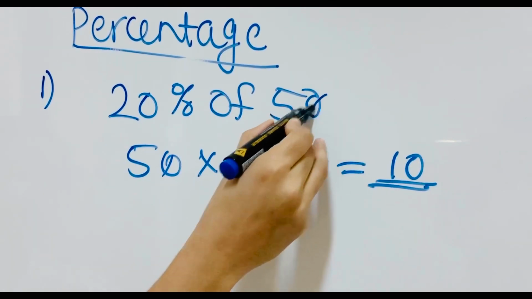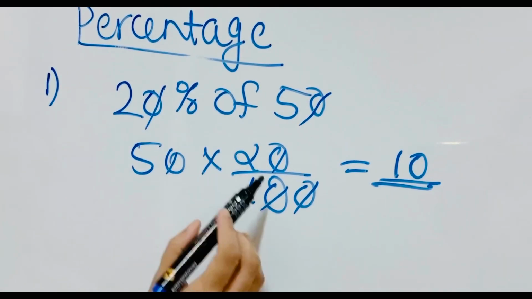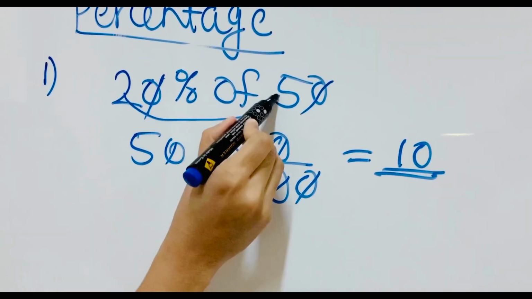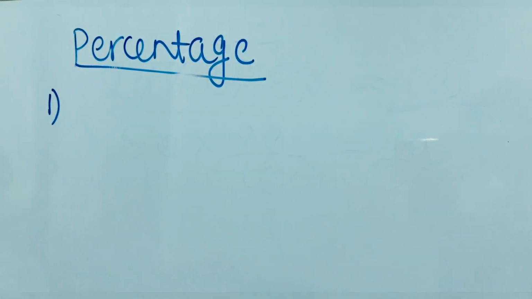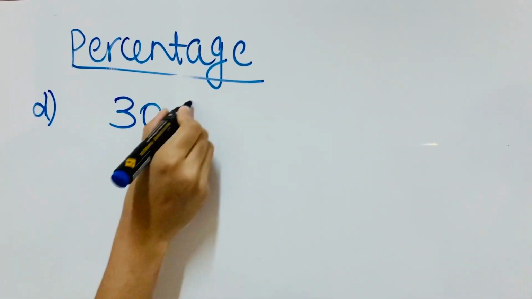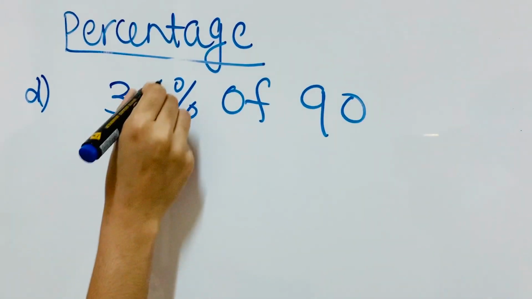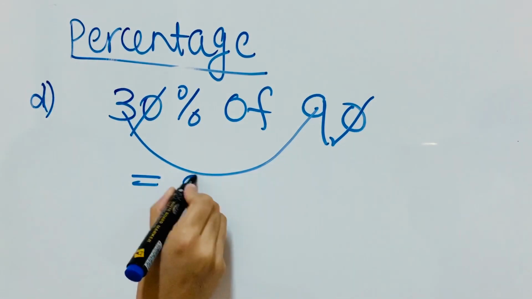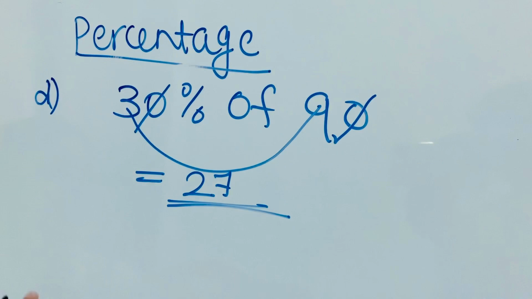From here, we can cancel these two zeros, because while finding the percentage, we are actually dividing the number by 100. So we can cancel these zeros. Then 2 into 5, the answer will be 10. We can solve a similar question. 30% of 90. How can we solve it? Here we can cancel these two zeros, then directly multiply 9 into 3, it is 27. So 30% of 90 will be 27.